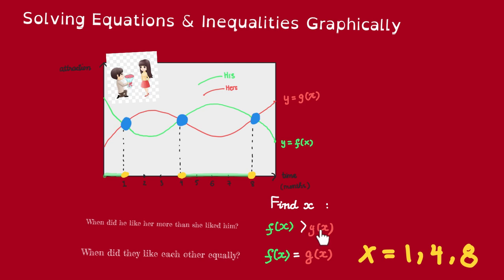Well, this is just asking you when is his attraction toward her more than her attraction toward him? When did he like her more than she liked him? Well, let's see. Observe that here you see during the first month, he definitely likes her way more. And then he got more emotionally invested again between the 4th month and the 8th month. You see visually that corresponds to when his graph is above her graph.